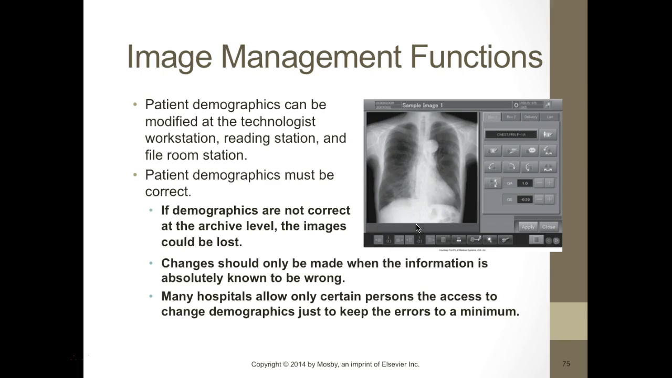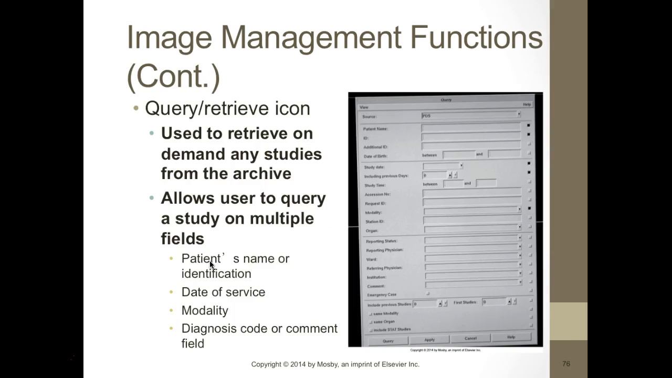So patient demographics can be modified at the technologist workstation, the reading station, and the file room station. You need to catch it before it gets to the reading station or the file room station. So you make sure that the patient information and demographics are correct. If the demographics are not correct at the archive level, the images can be lost forever, or they'll have a duplicate file, which is not good. Changes should only be made when the information is absolutely known to be wrong. So if you know 100% that it is incorrect, you can change it or have a super user change it. A lot of times they'll lock it so that you can't change the information.